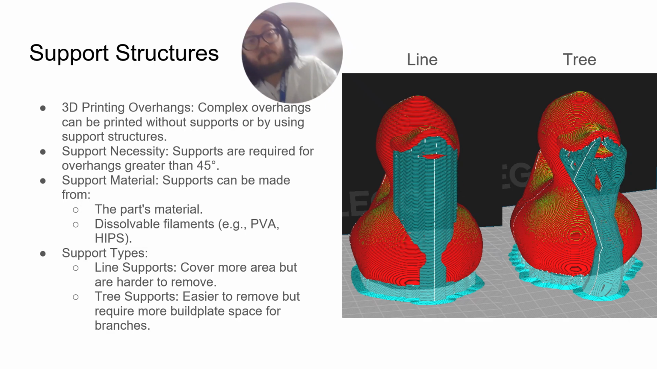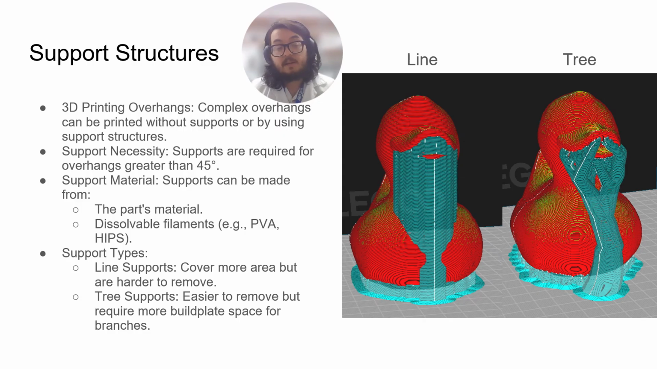Support can be made out of the same material as the part itself. For example, if you have just a single filament printer, you can still have supports. You make supports of very thin lines that are typically very easy to break away and remove. But if you have a multi-material printer, you can also use different filaments, for example PVA or HIPS, which are dissolvable materials. Instead of having to break away your supports, you can just dunk it into a solution. For example, PVA dissolves in water, and over time you're only going to have your printed part.